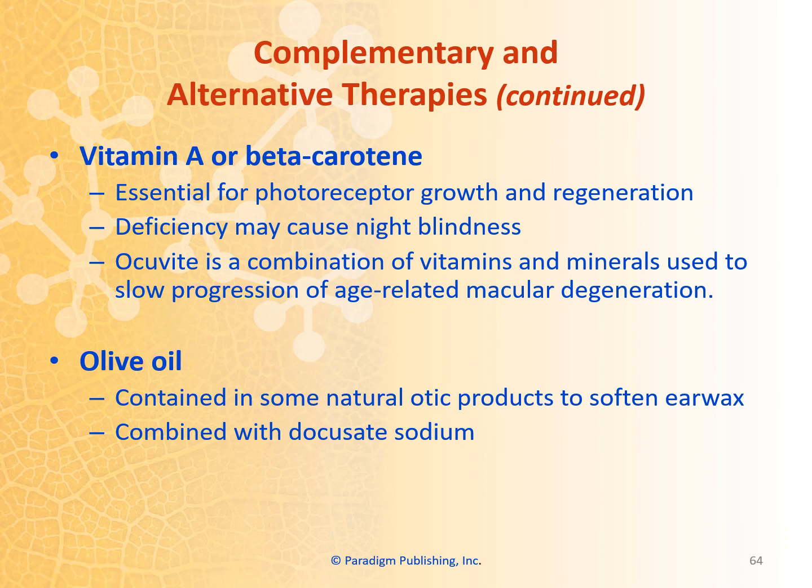Vitamin A, or beta carotene, is essential for photoreceptor growth and regeneration. Deficiency may cause night blindness, and Ocuvite is a combination of vitamins and minerals used to slow progression of age-related macular degeneration. Olive oil is also used. It's contained in some natural otic products to soften earwax, and it can be combined with docusate sodium, which is a stool softener.